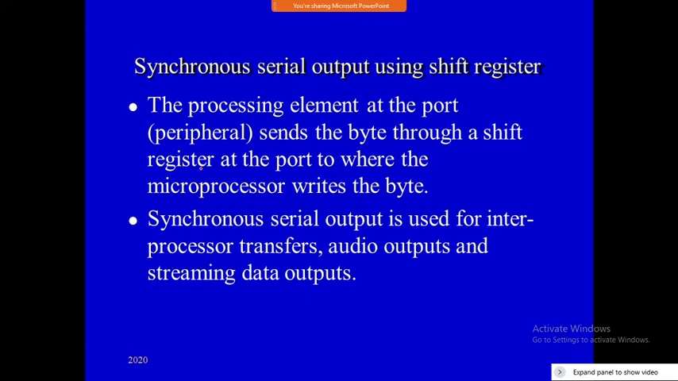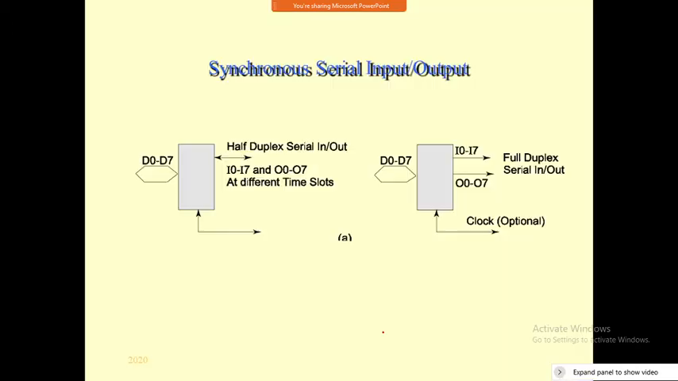Here, the processing element at each port sends the byte through a shift register at the port to where the microprocessor writes the byte. Here, one processing element will be there that is going to send the bytes through the shift register at the port where exactly the microprocessor will be connected. A synchronous serial output is used for inter-processor transfer of data. At that time we are going to use this. Audio output, streaming data outputs. For this one, this is good.